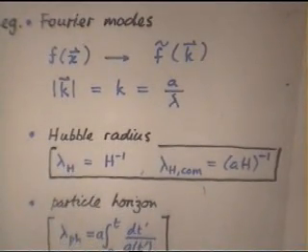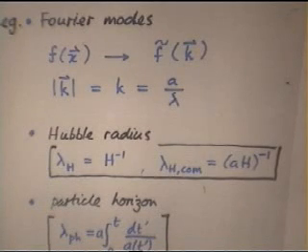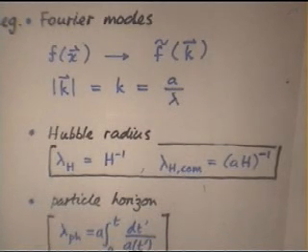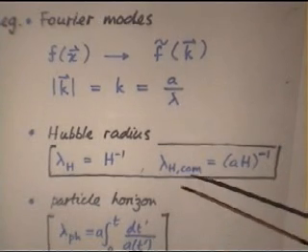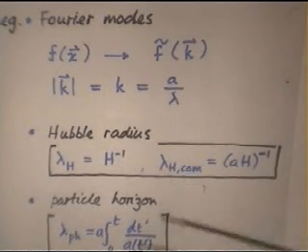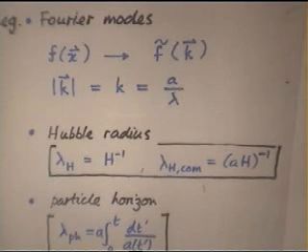But there are also other scales, and two of them were described in some detail by George. Let me just remind you about them. First of all, there's the Hubble radius. The rate of expansion of the universe h, which has dimensions 1 over time, defines a length scale or a time scale via its inverse, 1 over h. And this is a physical scale, lambda h.